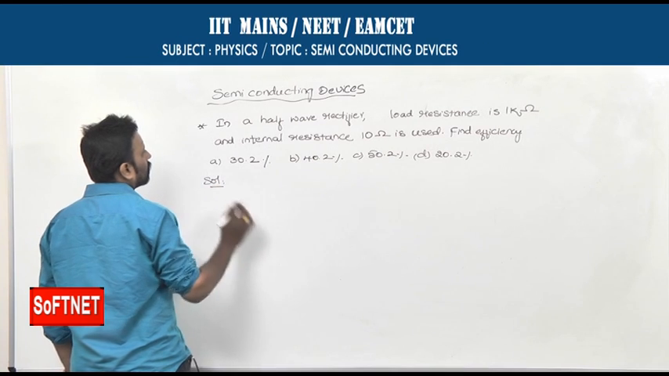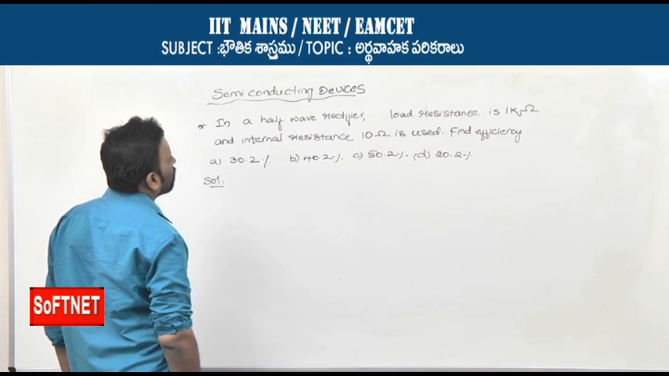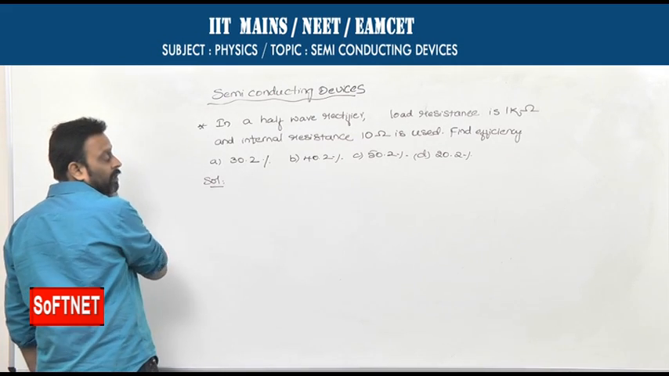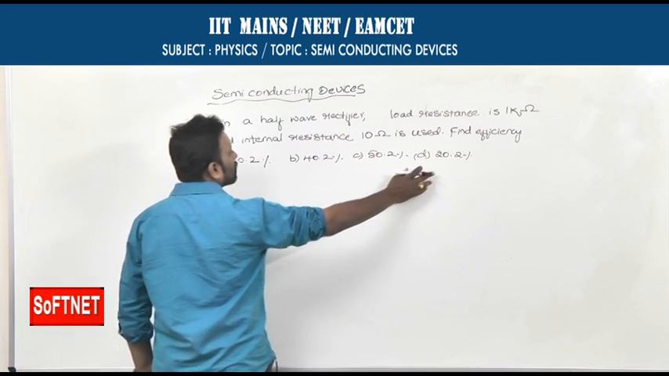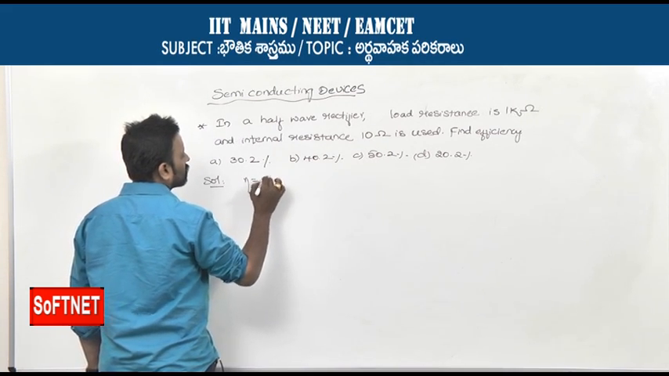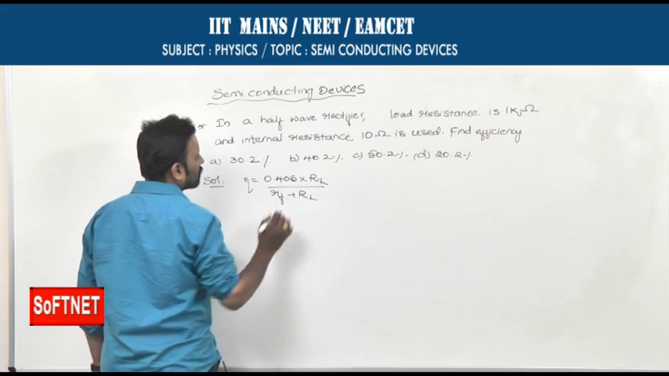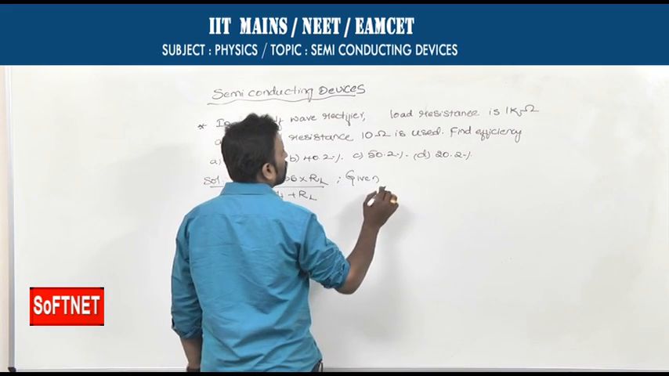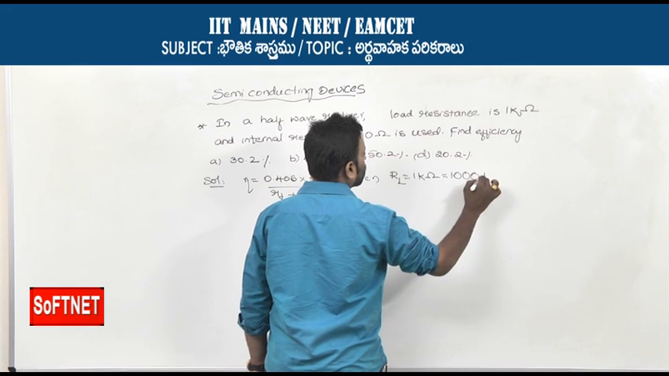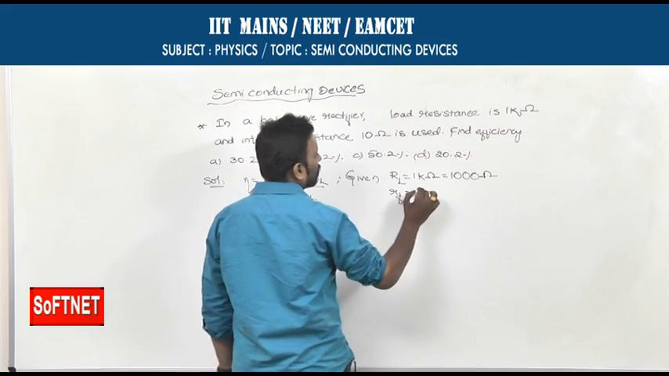So in a half-wave rectifier, a load resistance is 1 kilo ohm and internal resistance of the rectifier is given as 10 ohms. You are asked to calculate efficiency. The four given options are 30.2%, 40.2%, 50.2% and 20.2%. Half-wave rectifier efficiency. The formula for efficiency of half-wave rectifier is 0.406 into load resistance by diode forward resistance plus load resistance. According to the data given, the load resistance is given as 1 kilo ohm, which is equivalent to 1000 ohms, and the internal resistance, that is RF, is given as 10 ohms.